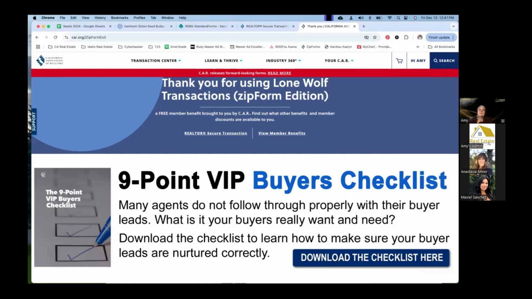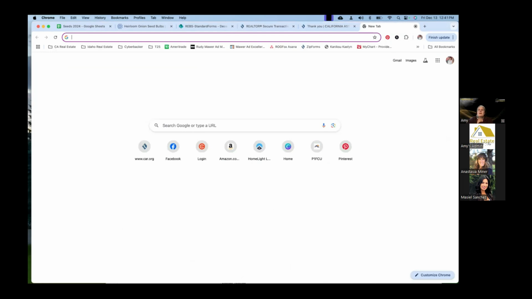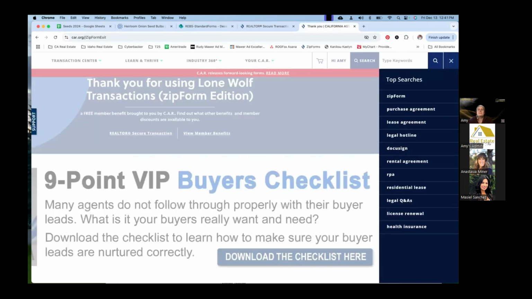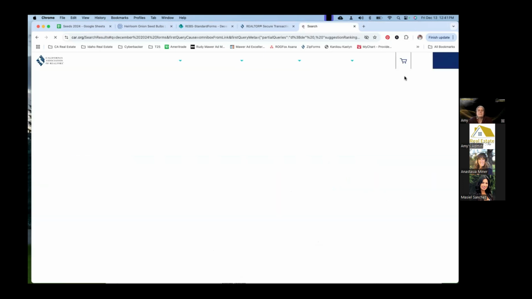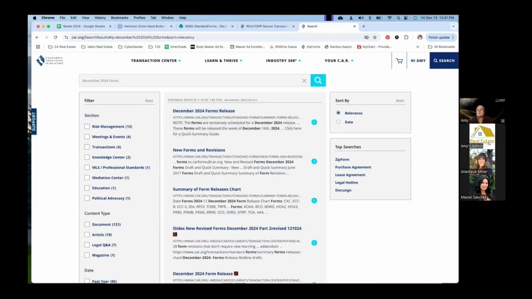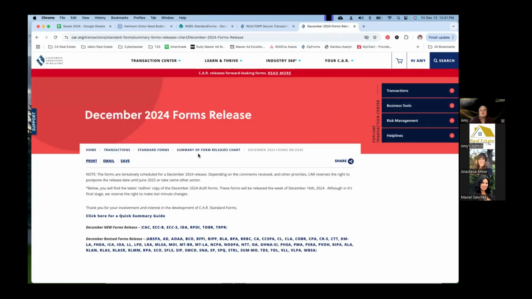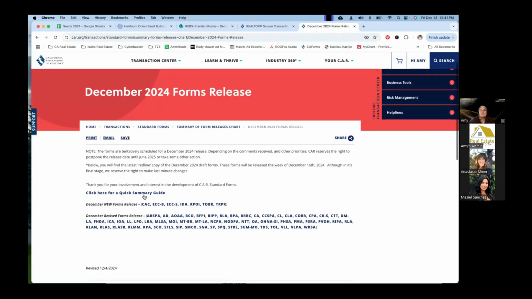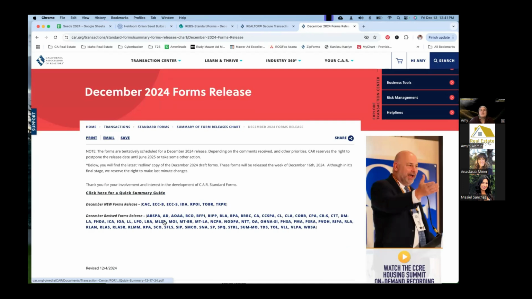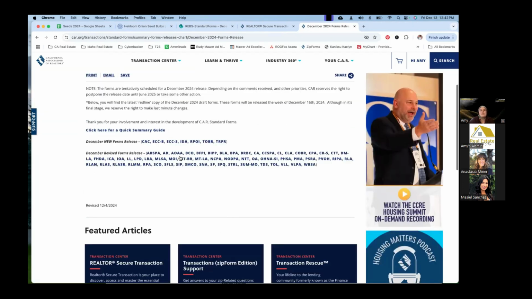But let's go back to here now since it's going to be difficult. Oops. Hold on. I hit a button. All right, we're going to go search and we're going to go December 2024 forms. Let's see if that takes us where I need to go. All right, so I went to the search bar, December 2024 forms. Here's my top result, the 2024 forms release. We're going to click on that. You've got a quick summary guide there. You've got the new forms there. And then you've got all the revised form releases here. These are all the redline versions that we were looking at today. They're all right here under this section.